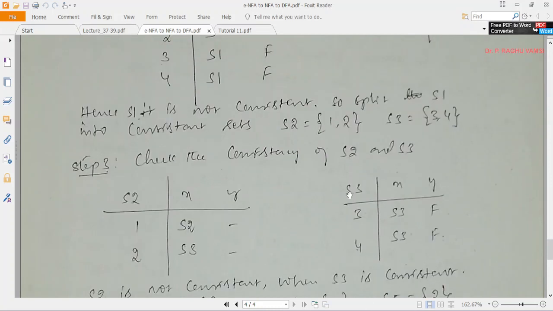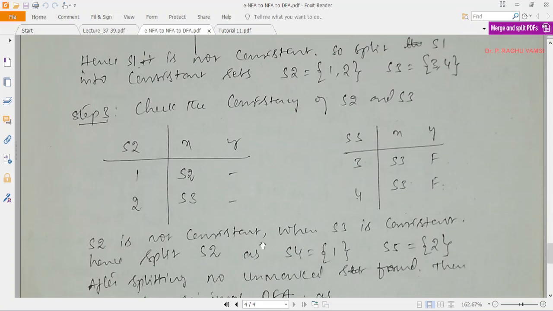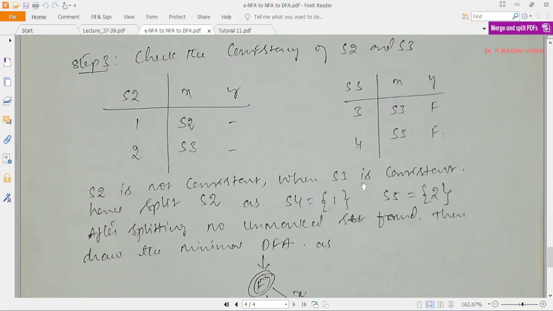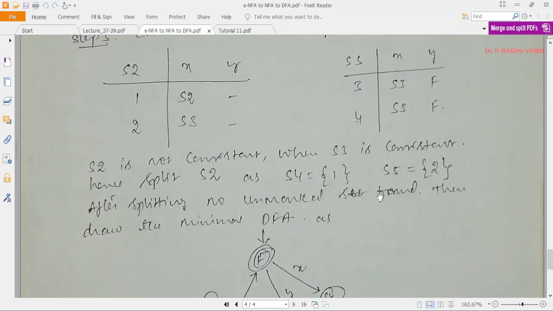If you look at S3, it is consistent, because 3 and 4 upon X and Y are going to S3 and F itself. So S3 is consistent, but S2 is not consistent, because in S2, 1 on X is going to S2, but 2 on X is going to S3. Hence S2 is not consistent while S3 is consistent. Hence split S2 into S4 and S5.